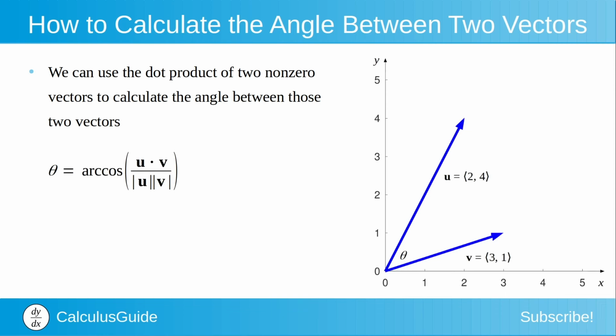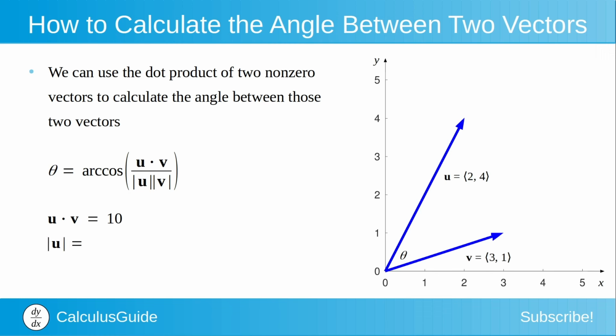I'll now calculate the angle between the vectors u and v shown to the right. Earlier in this video, I calculated that the dot product of these two vectors, u dot v, is equal to 10. I'll now calculate the length of the vector u.